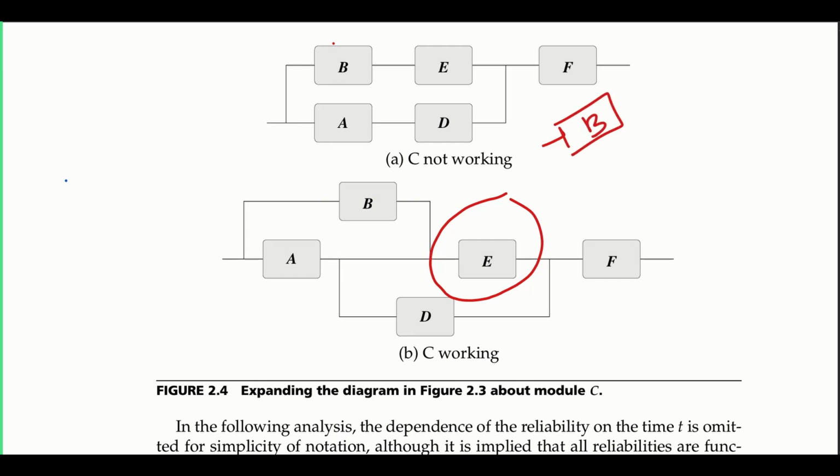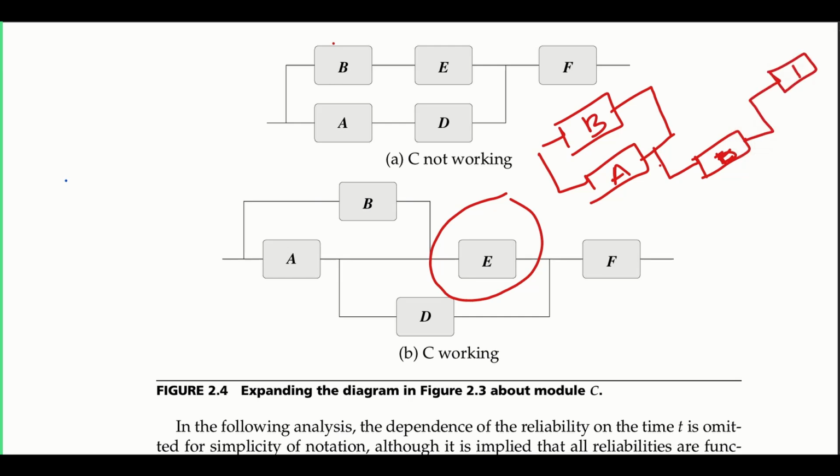You come and get a B, and you come and get an A, right? And from the A, you have tab D, and that D goes into what? An F as your output. Now, this is for when E is not working.